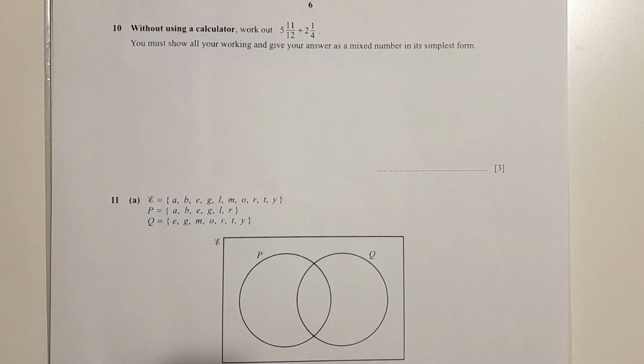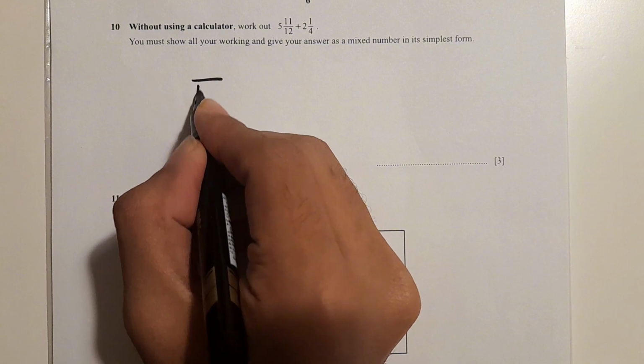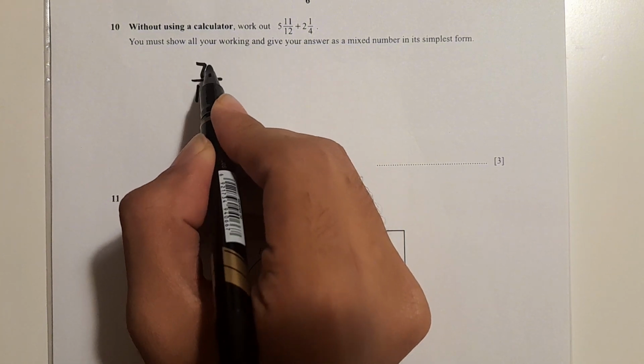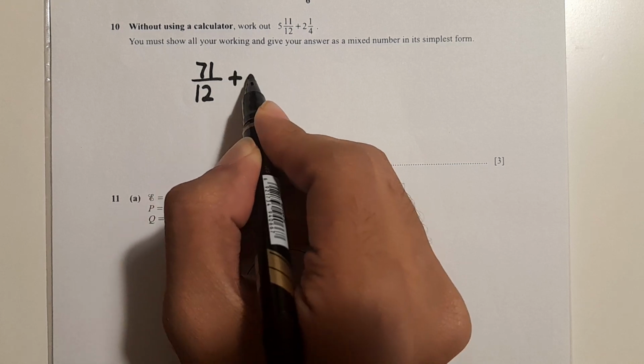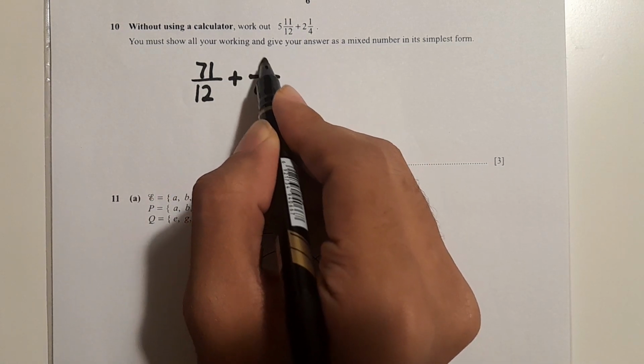Question 10 states, without using a calculator, work out 5 and 11 over 12 plus 2 and 1 over 4. So what we will do is first expand the mixed fraction into an improper fraction, with denominator 12. 12 times 5 is 60, 60 plus 11 is 71. Plus, 4 twos are 8, 8 plus 1 is 9.